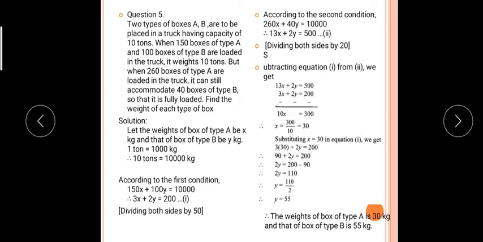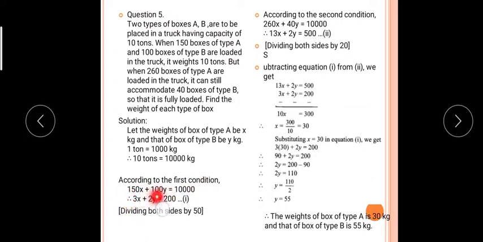What is according to the first condition? See the first condition. When 150 boxes of type A and 100 boxes of type B, 150 of x and 100 of y. The truck having the weight is 10 tons, that is 10,000 kg, and according to the first condition the equation becomes 150 of x plus 100 of y is equal to 10,000.